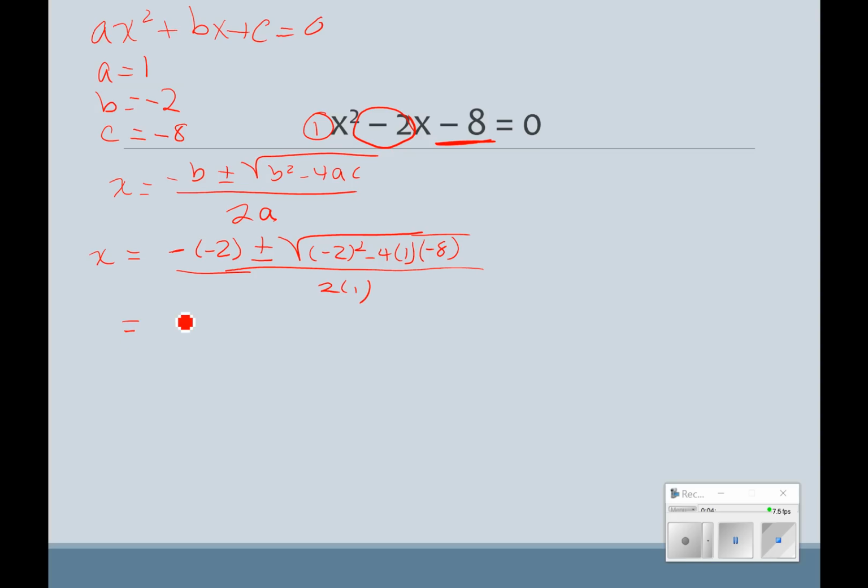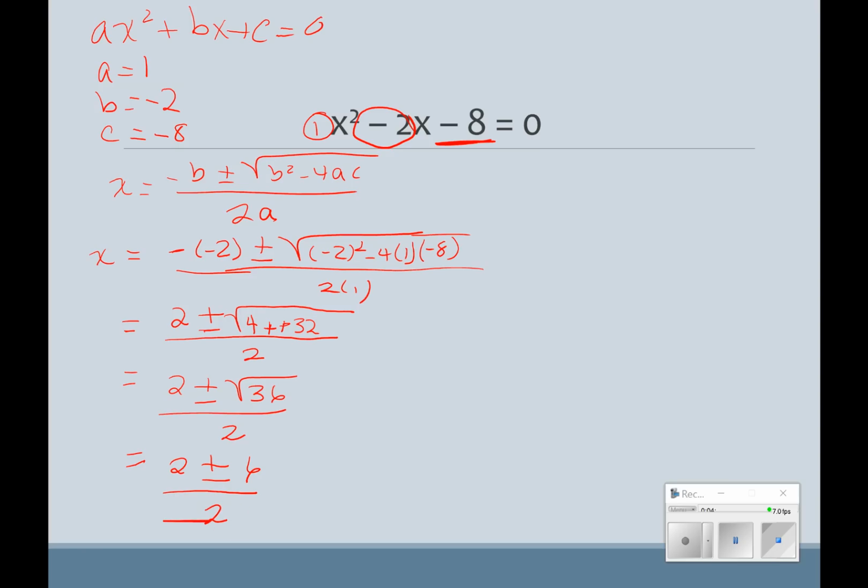So negative of a negative 2 is 2, plus or minus the square root; negative 2 squared is 4, minus 4 times 1 times negative 8 is negative 32, all over 2. Our minus negative just becomes plus. So now under the square root, we get 2 plus or minus the square root of 36, divided by 2. The square root of 36 is 6. So 2 plus or minus 6, divided by 2.